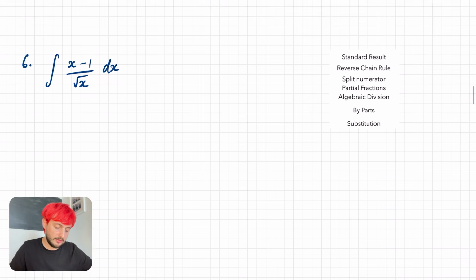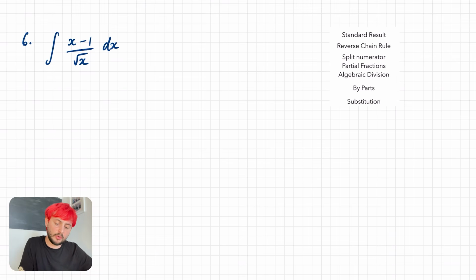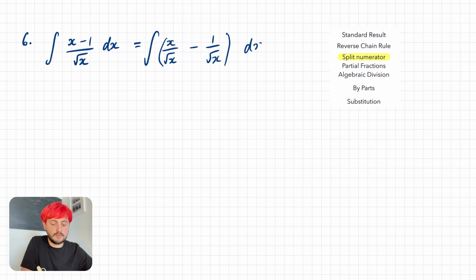Okay, so question 6 that we've got. I wonder if you can remember what this one was. This is a classic example of just splitting the numerator. So when I split this, I'm going to have x over the square root of x minus 1 over the square root of x. Need brackets now because it's a two-term expression, and that's going to be integrated with respect to x. So this in index form is x over x to the half minus 1 over x to the half. Let's keep simplifying this.